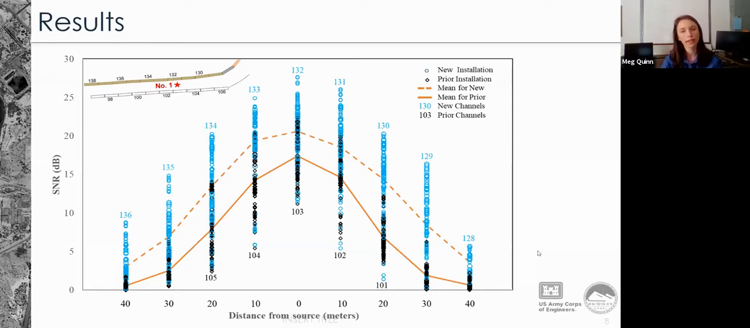Generally, the new portion of array responds about 5 dB higher than the previous installation. And you just see the variance in response. There's a lot of reasons for that, but I think that this generally says that both portions of array, even the 10-year-old portion, perform really, really well.